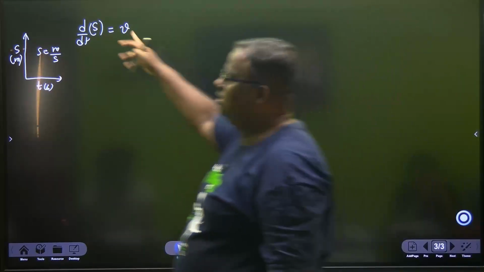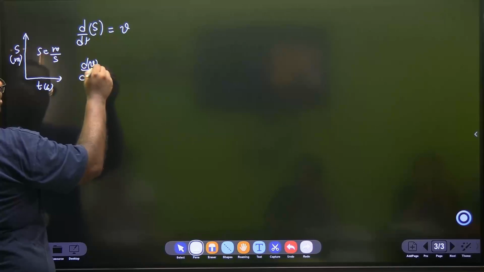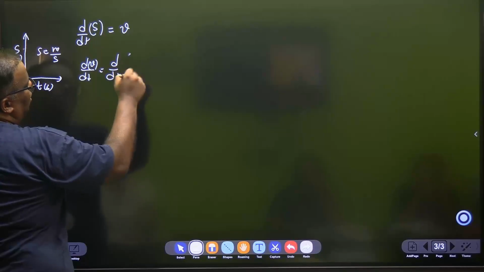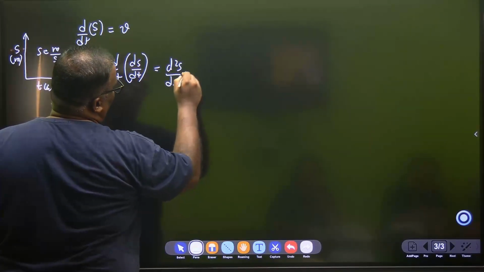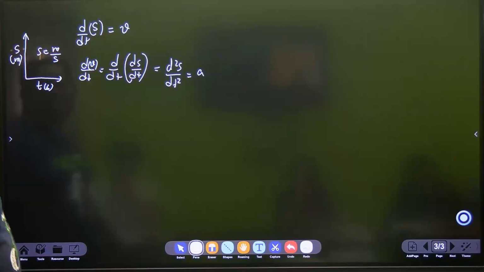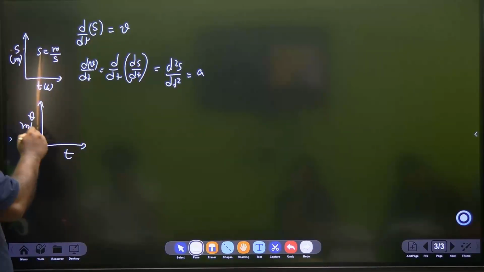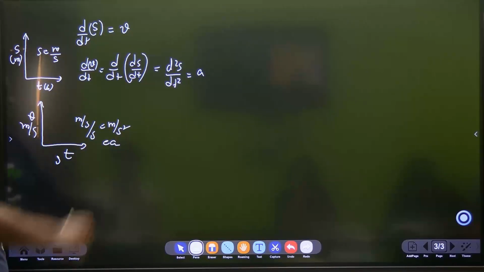Have you understood? If you differentiate displacement, you get velocity. Now let us differentiate velocity with respect to time. In place of velocity, what can I write? Velocity is ds by dt, so d by dt of ds by dt is d2s by dt2, also known as acceleration, the differential of velocity. Acceleration is the double derivative of displacement, right? In our graph we have a v-t graph. v is in meter per second, t is in second. Meter per second divided by second gives a quantity which is meter per second square, and this is nothing but acceleration. Clear?